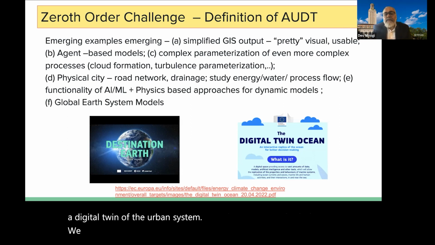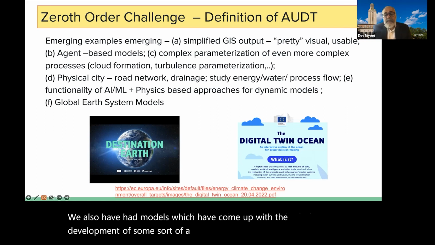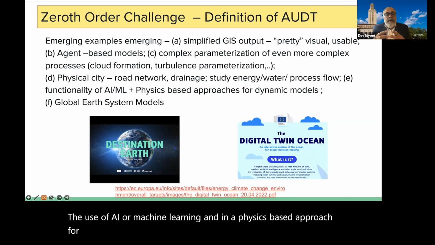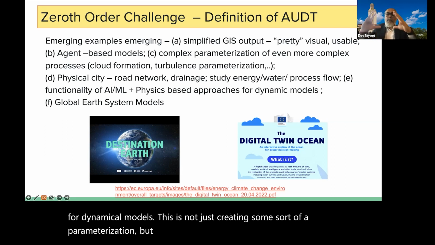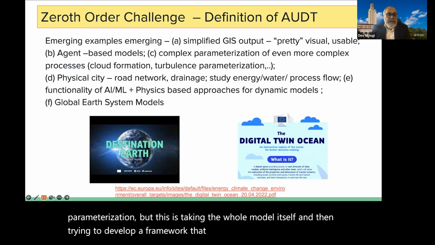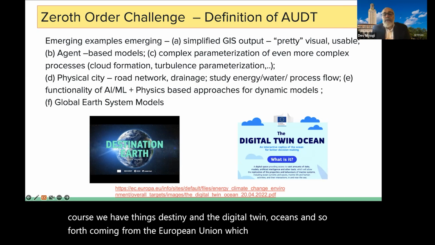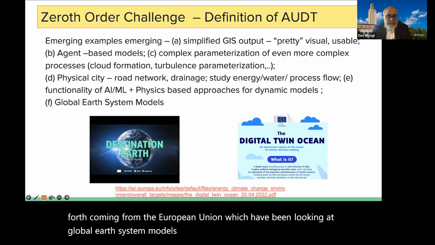We also have had models which have come up with the development of some sort of functionality of the use of AI or machine learning in a physics-based approach for dynamical models. This is not just creating some sort of parameterization, but taking the whole model itself and trying to develop a framework that is of a digital twin. And then, of course, we have things like Destiny and the digital twin oceans and so forth coming from the European Union, which have been looking at global Earth system models for the next generation of digital Earth going forward.